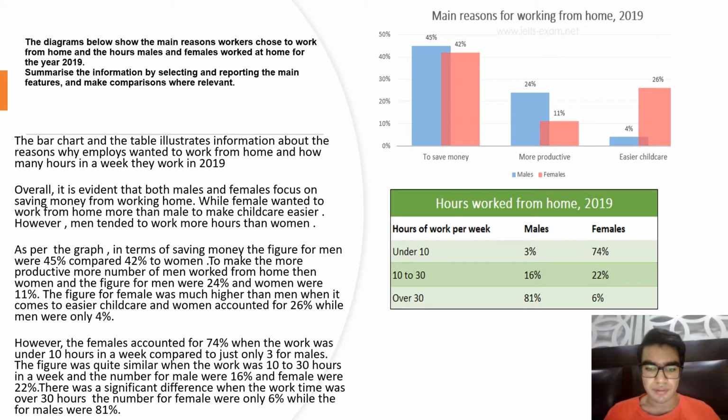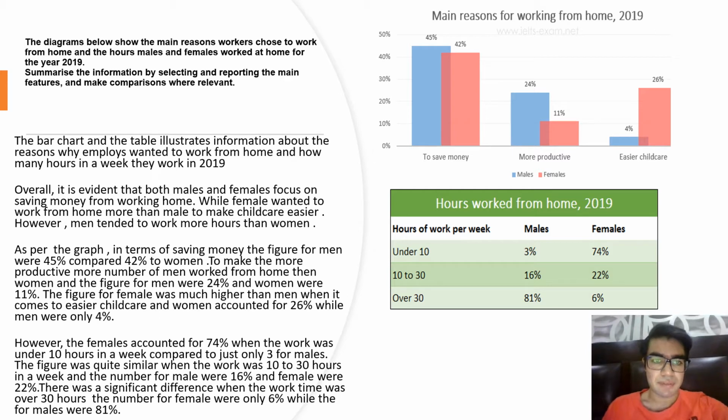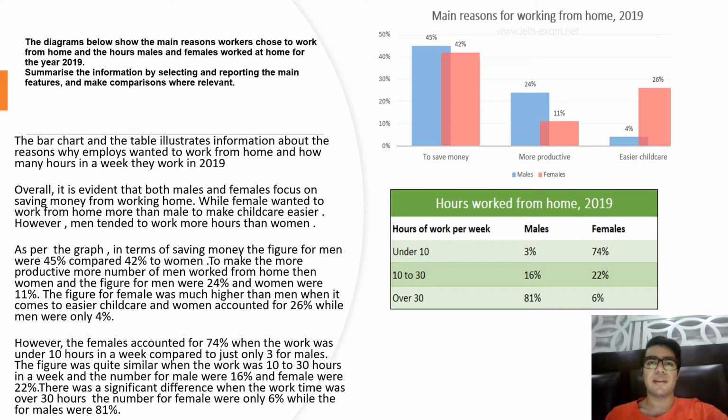So let's begin, guys. The question is that the diagrams below show the main reasons workers chose to work from home and the hours males and females worked at home for the year 2019. Summarize the information by selecting and reporting the main features and make comparisons where relevant. This is basically a double graph question. We have a bar chart over here and a table over here, and what we've got to do is use both of this data to write a report.